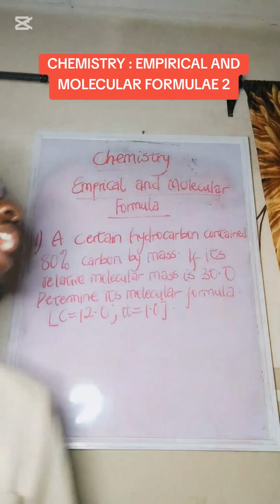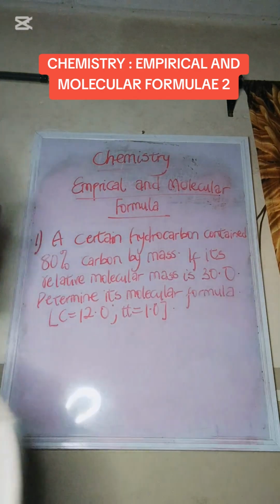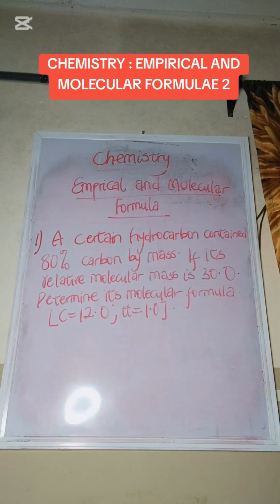So on the board we have: a certain hydrocarbon contained 80% carbon by mass, if its relative molecular mass is 30.0. Determine its molecular formula. We have that the relative atomic mass of carbon is 12.0, while that of hydrogen is 1.0. So a hydrocarbon contains carbon and hydrogen.